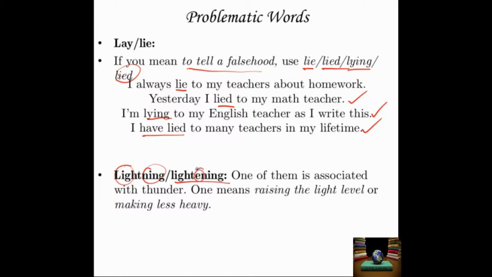Lightening with the E in it means something different. So, lightning is associated with thunder. No E, it's got thunder. One of them means raising the light level or making less heavy. So if you are lightening someone's load, then you use the E. If there's lightning in the sky, then you don't use the E. So if all else fails, just remember the E in heavy goes with the E in lightening. You lighten something that is heavy. Just go with the E's.